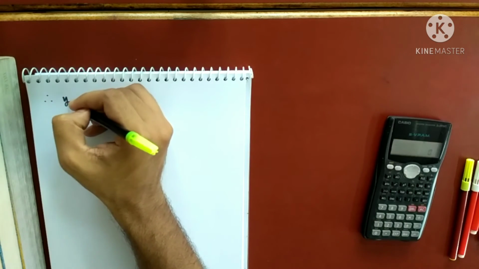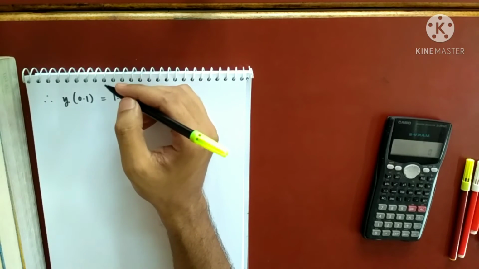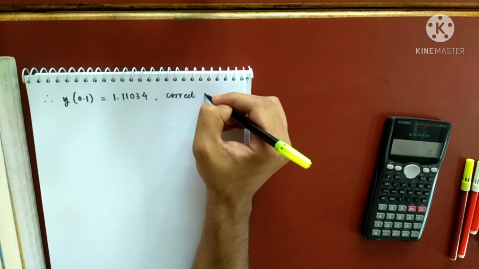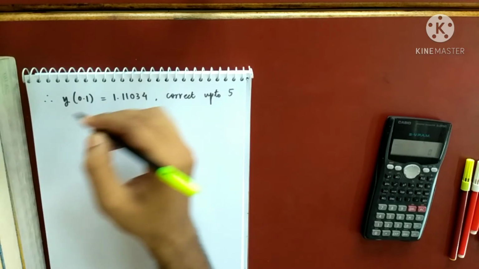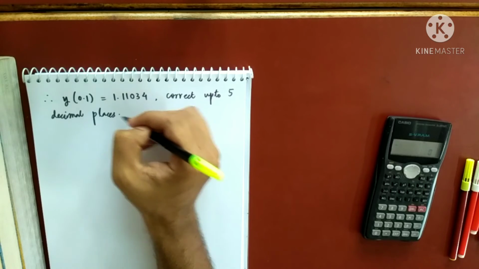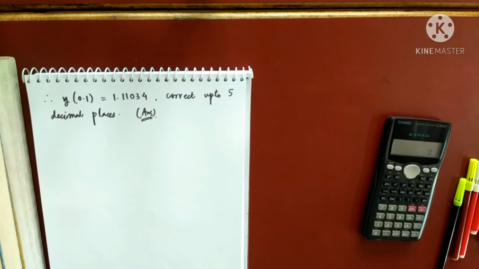So therefore the correct value, or the approximate value guaranteed by Picard, of the function at the point 0.1 is 1.11034, correct up to 5 decimal places. So this is our answer. The approximation of the solution at the point is this, correct up to 5 decimal places. If you want more accuracy, you have to go for more steps.